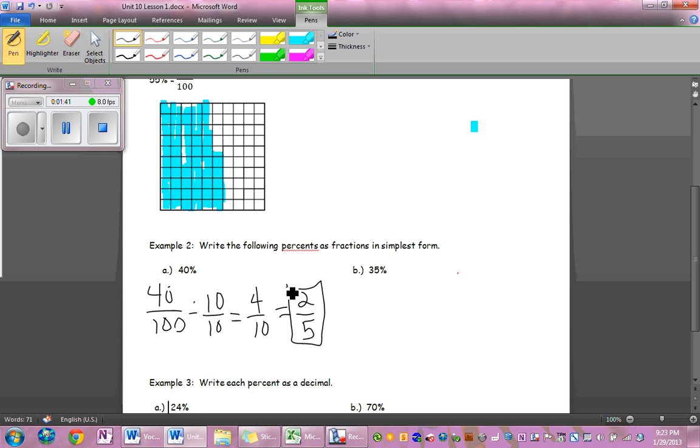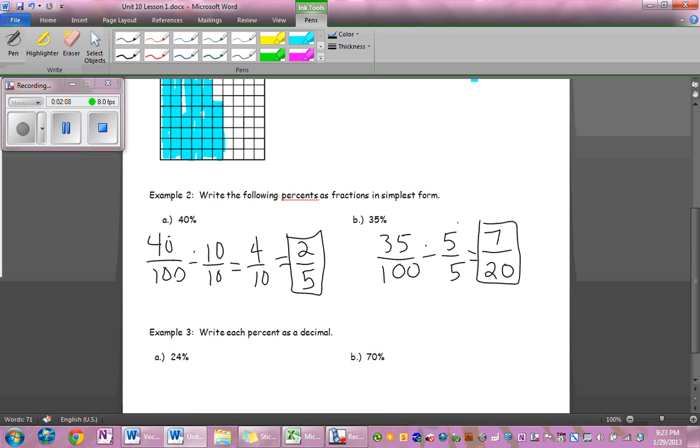Let's take a look at 35%. So 35% would be 35 out of 100. And then I'm going to divide by the greatest common factor, which would be 5 over 5. So 35 divided by 5 is 7, and 100 divided by 5 is 20. So that fraction in simplest form would be 7/20. It's pretty easy.